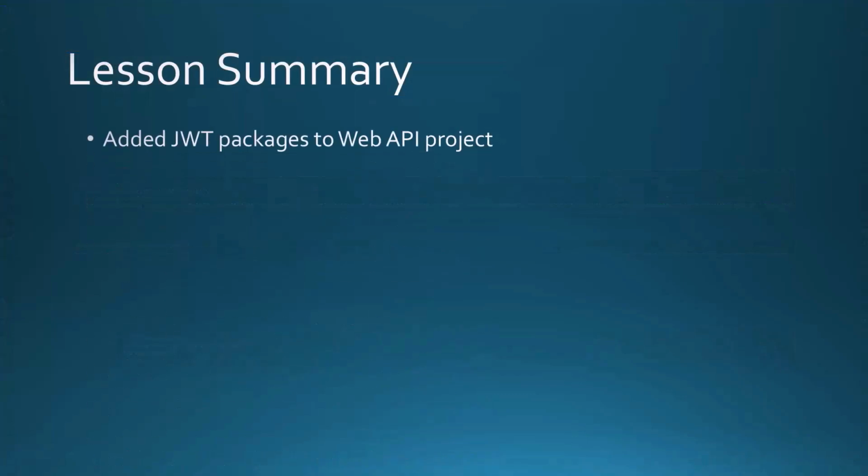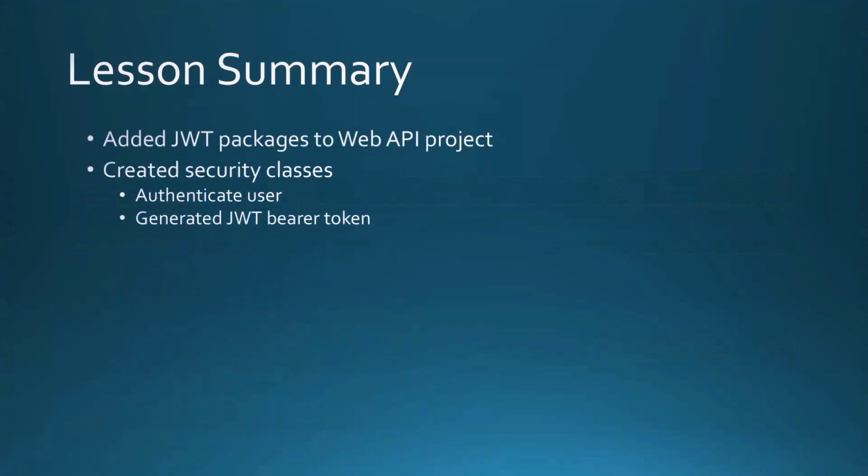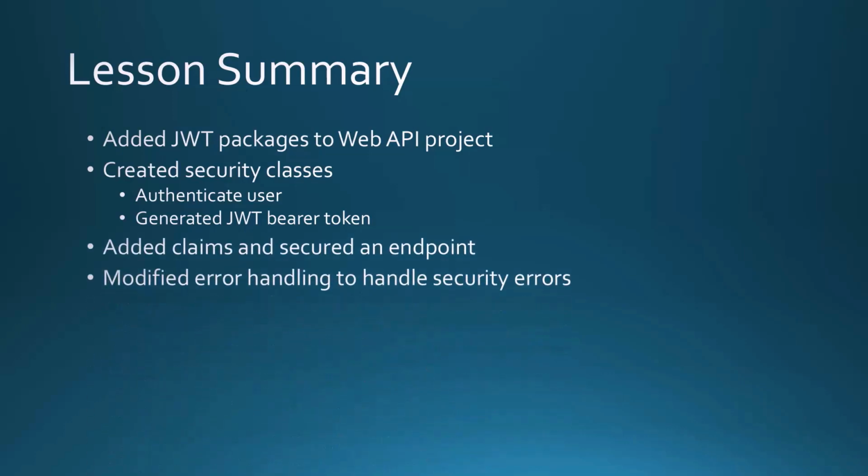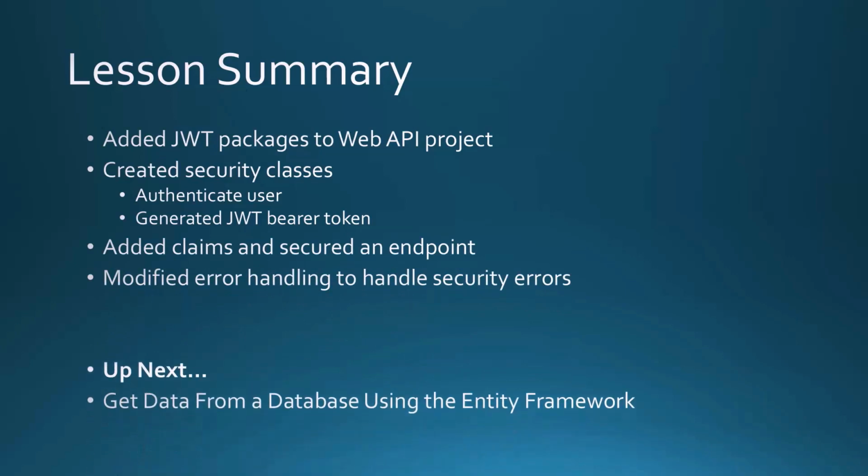In this lesson, we added JWT packages to our Web API project. We created some security classes that helped us authenticate a user and generated a JWT bearer token. We then added claims and secured an endpoint, and we modified error handling to handle security errors. Coming up next, get data from a database using the Entity Framework.